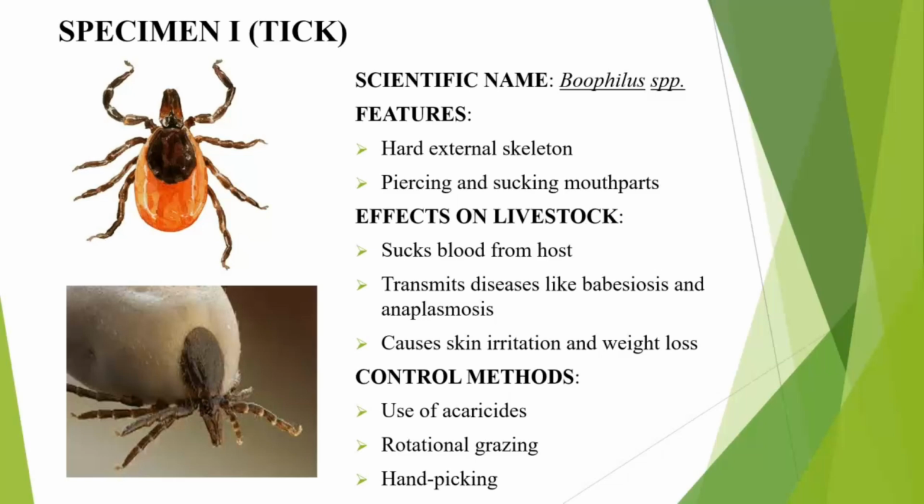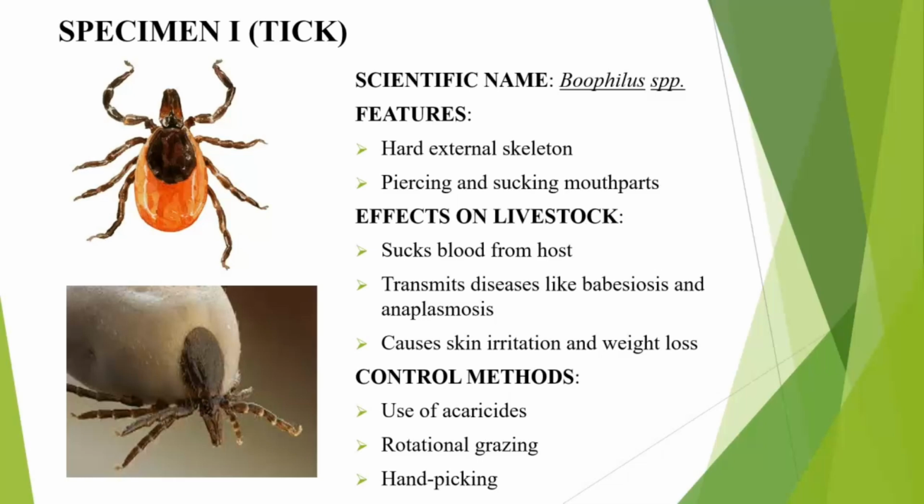And then they could move on to ask you the effect on livestock. We are talking about livestock because in agriculture, we are concerned with two things, plant and animals. We are not really talking about humans. So what are the effects it will have on livestock? Number one, they can suck up blood. Remember, they have a piercing and sucking mouth part. And also they are vectors of diseases like babesiosis and then the anaplasmosis.